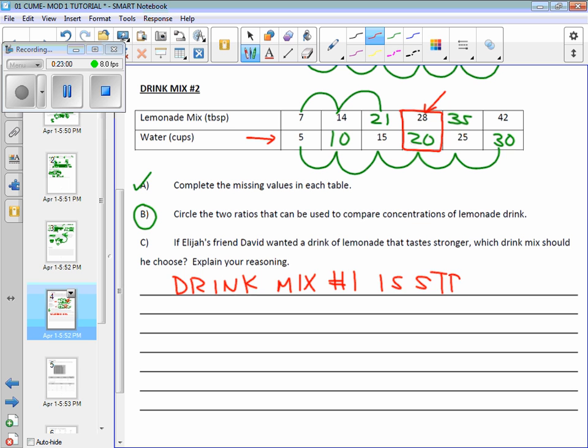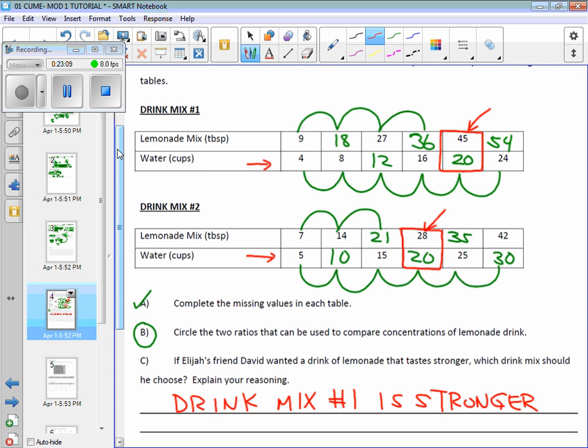When you do write it out, you want to make mention that when the amounts of water are the same, the drink mix that has more tablespoons of lemonade is going to taste stronger, or you could say more concentrated or sweeter. It's all good. But you do want to mention that under a constant amount of water, 20 cups in this case, drink mix 1 is going to be stronger because 45 tablespoons is a lot more than 28.